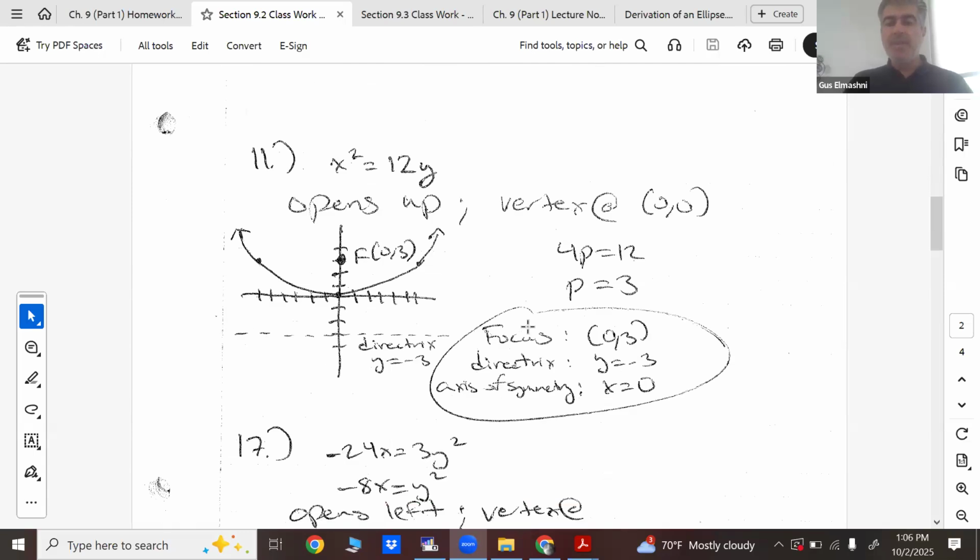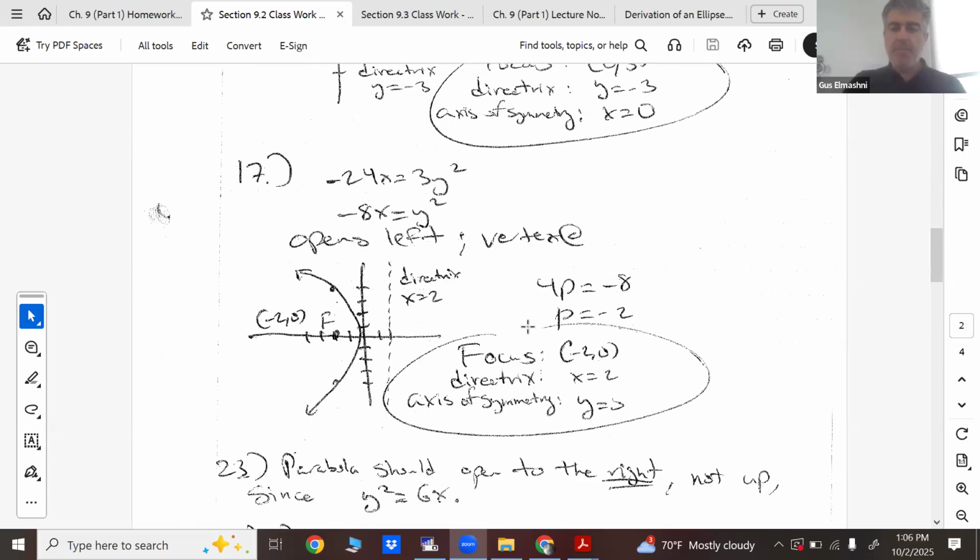11 looks like this. P is 3, opening up. And you have those values for the extra points. And for 17, you get that. Divide by 3. Your p-value is -2, actually.